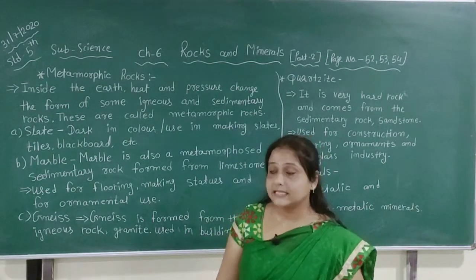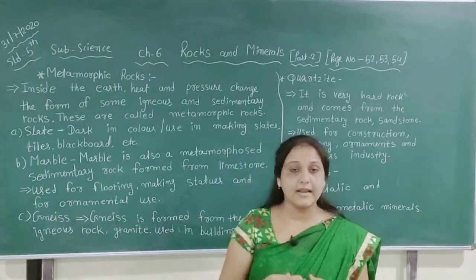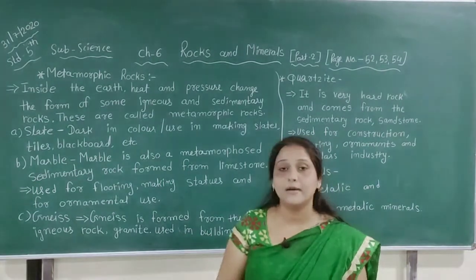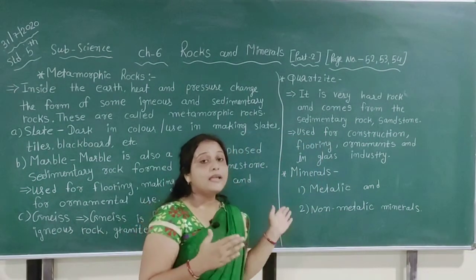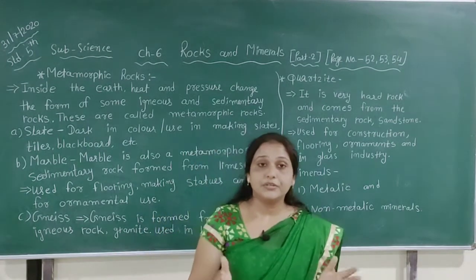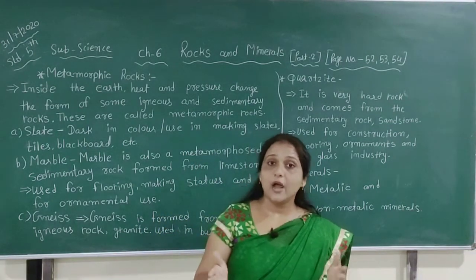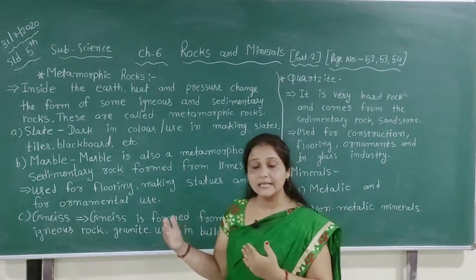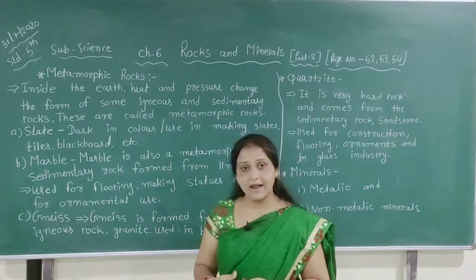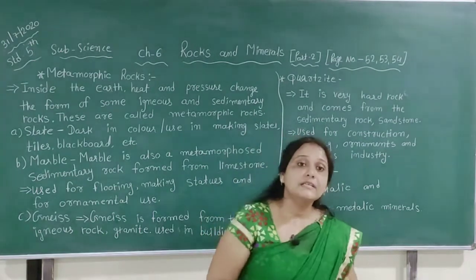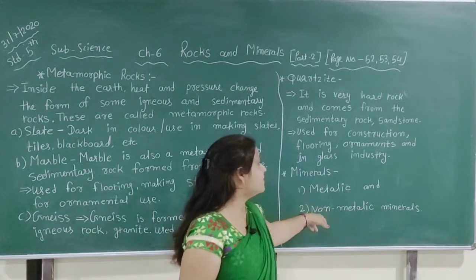They have different examples: first slate, then marble, third gneiss, and fourth quartzite. They differ from each other in use and also have different features. According to their features, their uses are different. Now we will discuss minerals.